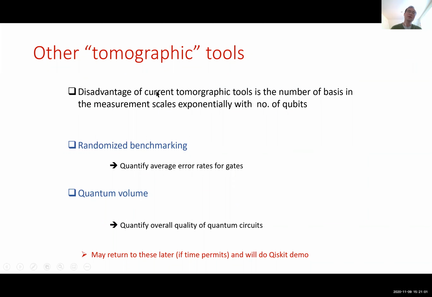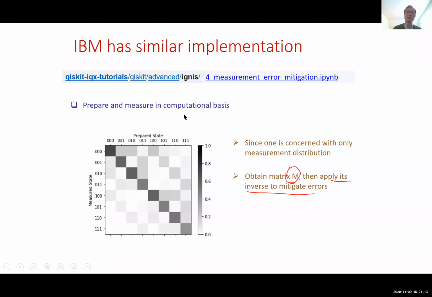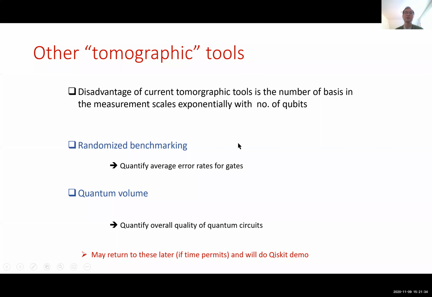I want to mention that this tomographic tool has a disadvantage: the number of bases needs to scale exponentially with the number of qubits. For example, to complete this table for n qubits, there will be 2 to the n on this side and 2 to the n on that side. So this matrix is 2 to the n by 2 to the n. That's too many. So it's still an active research question how to reduce these, to make these tomographic tools more scalable.